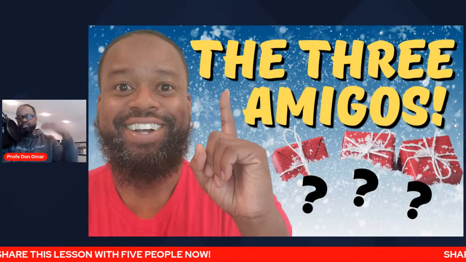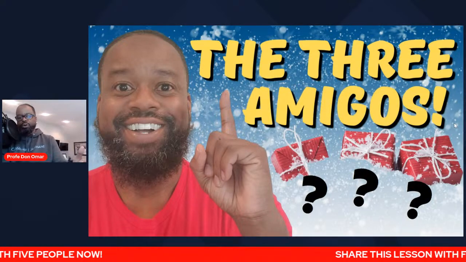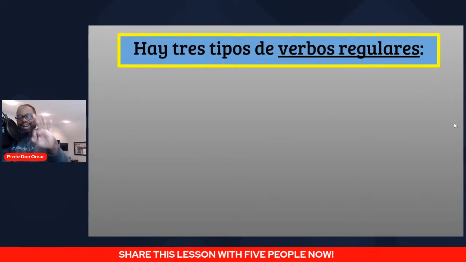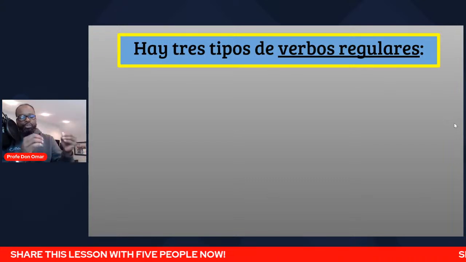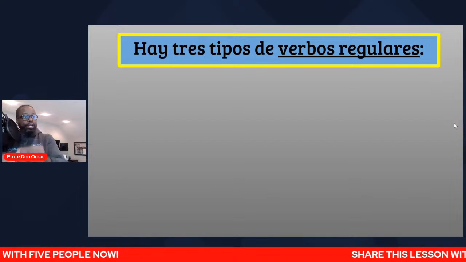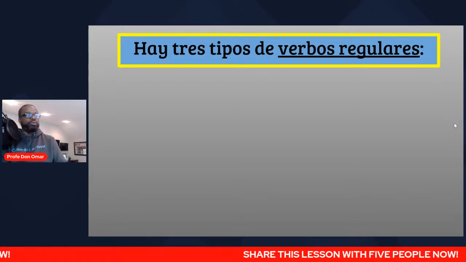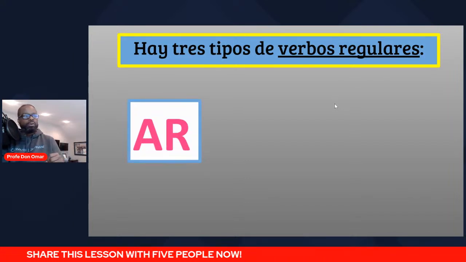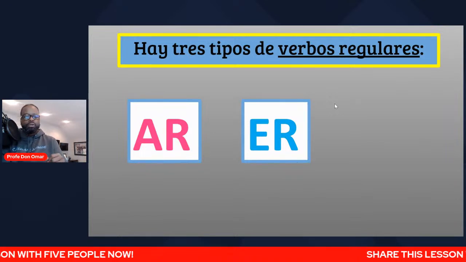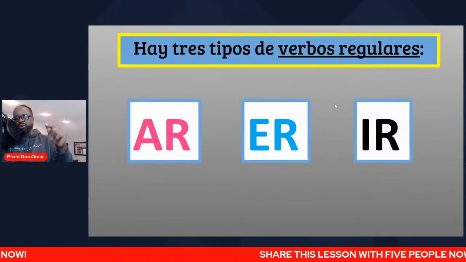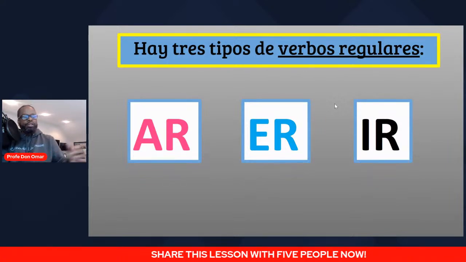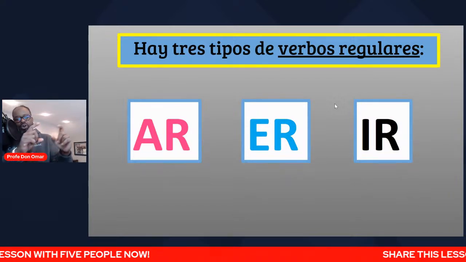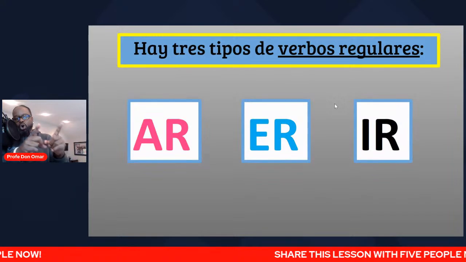So another recap. Yesterday, we were in here with the three amigos, right? What were our three amigos? Okay, if you were here last time, what were the three amigos? Hay tres tipos de verbos regulares. There are three types of regular verbs. Those are our three amigos, right? That's what we call them because they ride together, okay? We've got AR verbs. We've got ER verbs. Y también tenemos IR verbs, all right? Verbos IR. These are our endings, right? Those are what we're going to find on any infinitive, basic form of the verb. All infinitives are going to end in either AR, ER, or IR.